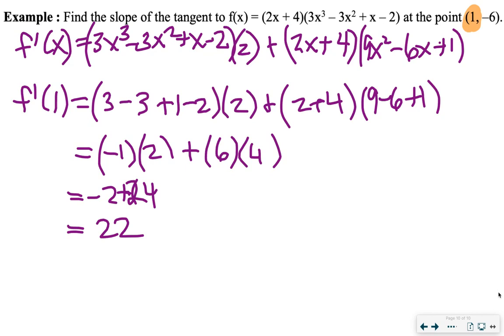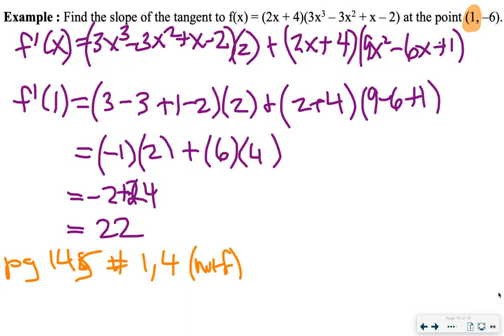So some practice in your textbook. Page 145. That's a 5. Number 1 to 4. Don't worry about F. 5 to 6. 7a. 10 and 12.